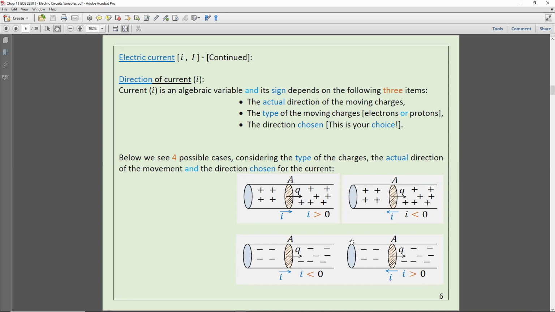So let's make it simple, because I know it's a little bit confusing. If the charges are positive, and I assume the direction of I this way, and then I find I is positive, that means the direction is correct. I selected the correct direction. If I is negative, that means the current should not be this way. It's supposed to be this way. In case of negative charges, if you select the correct direction, it should be negative. Otherwise you get a positive one. That means if it is positive, the direction is different from this direction.